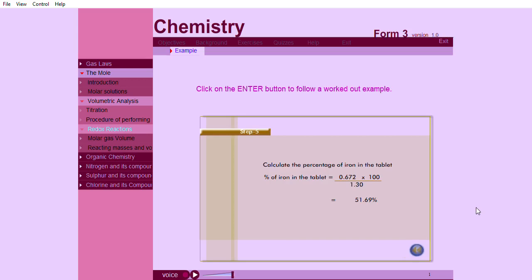Step 5. Calculate the percentage of iron in the tablet. Percentage of iron in the tablet is equal to 0.672 multiplied by 100 divided by 1.30, which is equal to 51.69%.